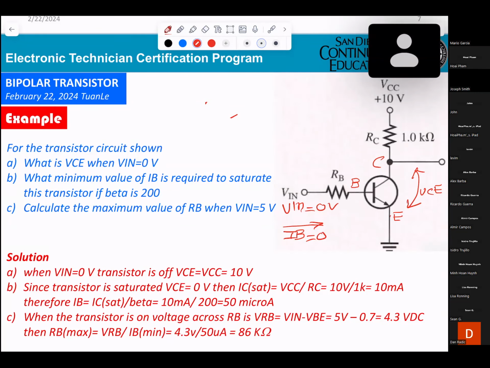The thing is the diode here will be off. For the diode to be on, VB has to be equal to or greater than 0.7. However, it is 0, which means it will be off. That tells you the current IE equals 0, and the current IC too.